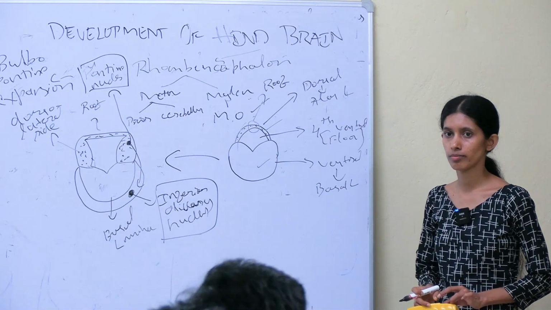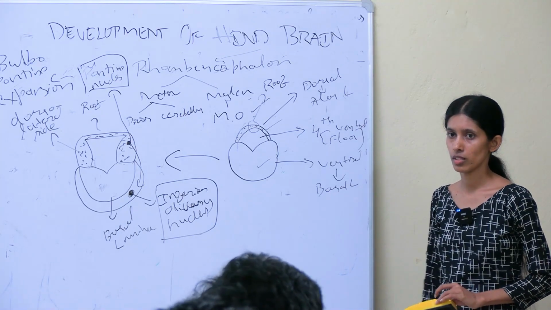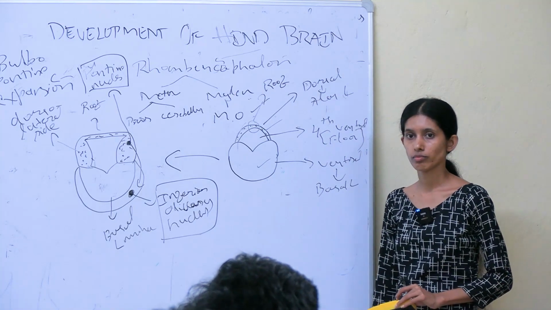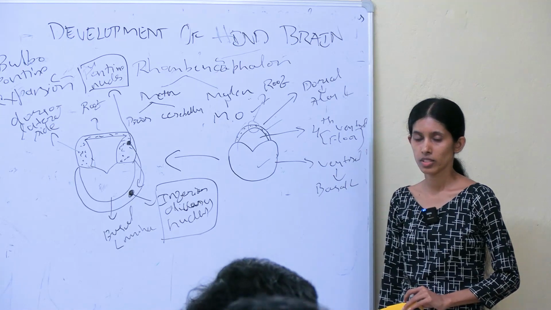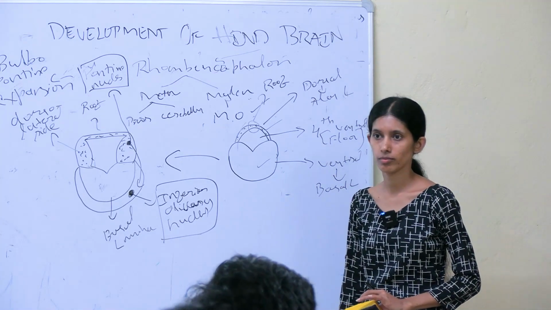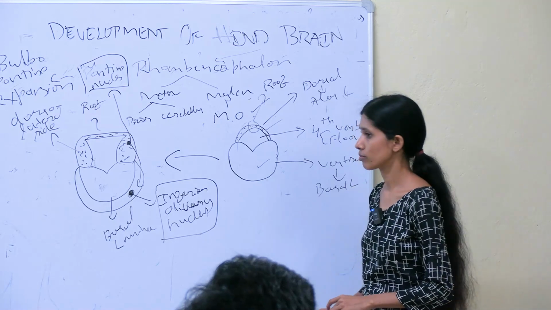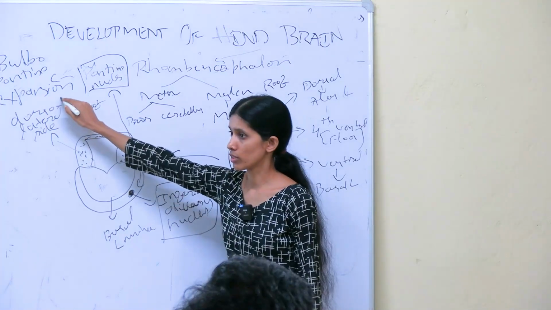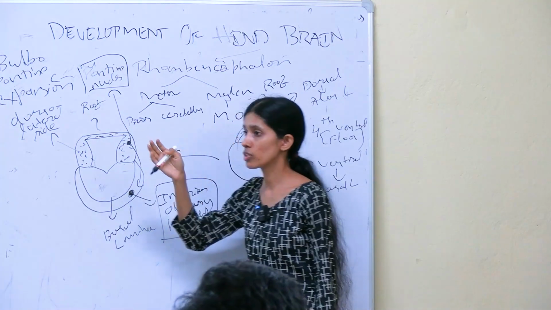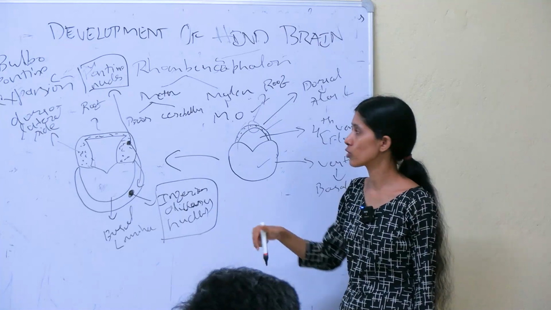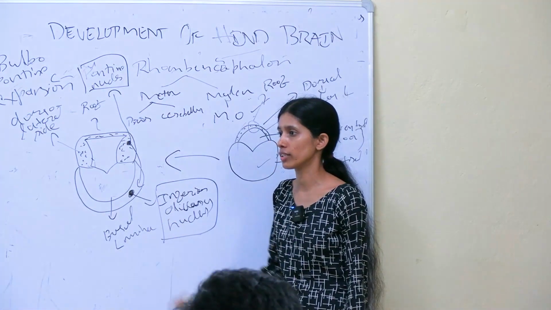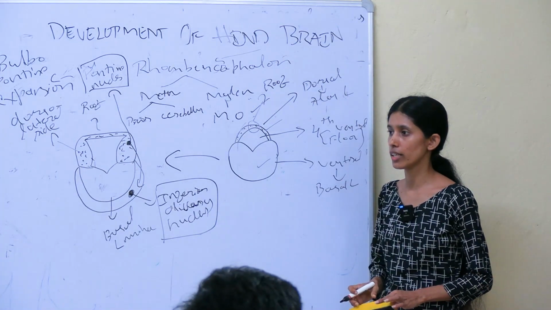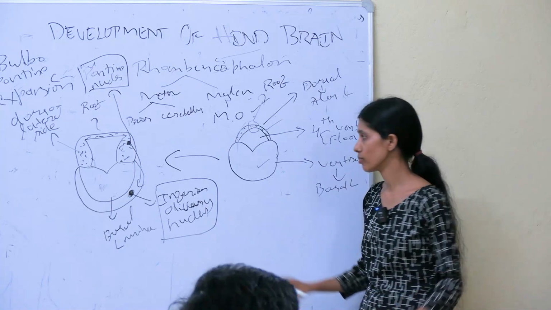Any doubts? Any doubts in this? Say yes or no. The process of expansion of cells from the pontine region to the medulla oblongata region in the process of development of the brain is called bulbo-pontine expansion.